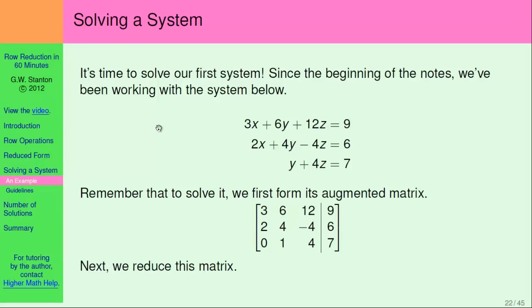Great. The first row is just what we said it would be, 3, 6, 12, and 9. And the second row is filled out similarly. And the third row has something a little bit different because the third equation is missing an x term. And the way that we deal with that is we just remember that 0 times x is 0, and adding that doesn't change the equation. So we fill that missing entry in with a 0. Next, let's go ahead and reduce this matrix.